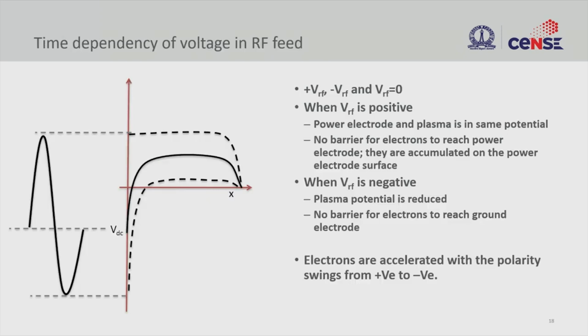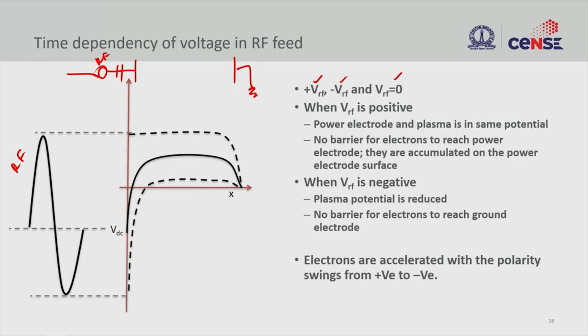Let's look at the RF feed again, but now we are going to look at the time dependency of this voltage. So when you take an RF, this is the RF feed that you have, and also let's look at the potential across the two electrodes. So let's say this is the ground electrode, and here I am feeding an RF with a blocking capacitor, of course. And here we are going to swing between positive, negative, and then zero. It is going to go through zero as well.